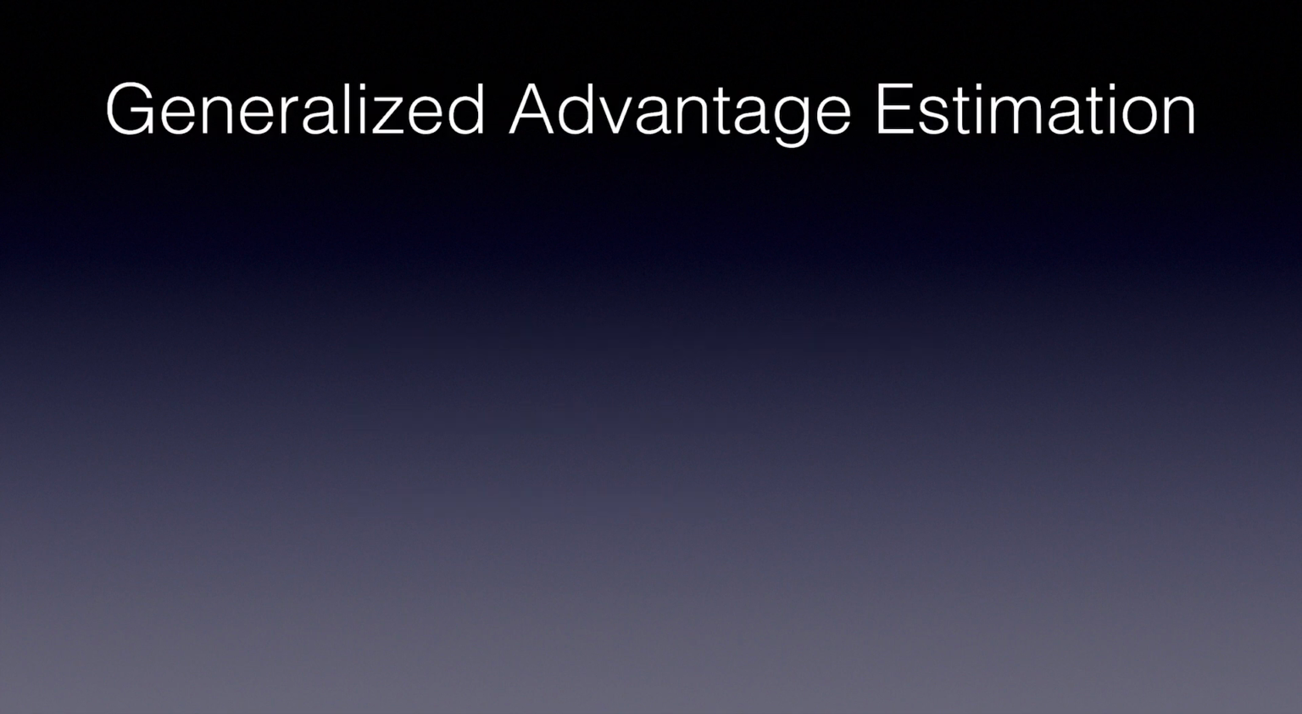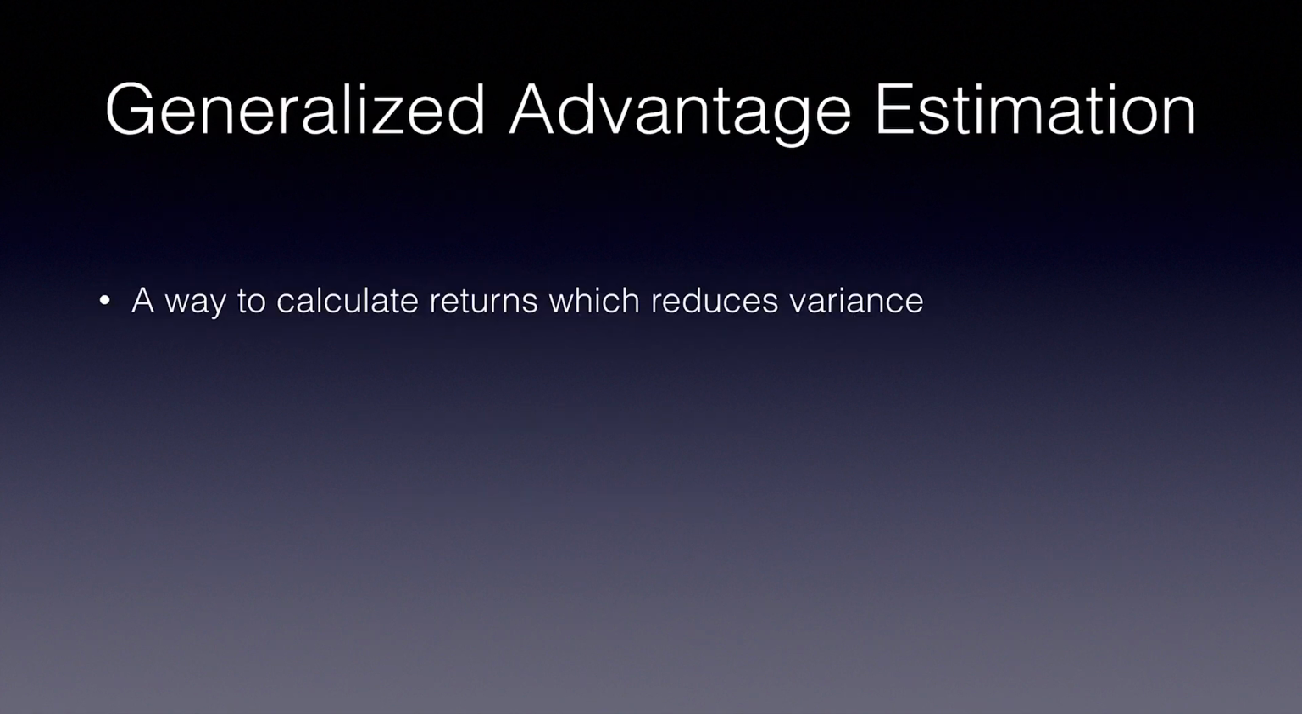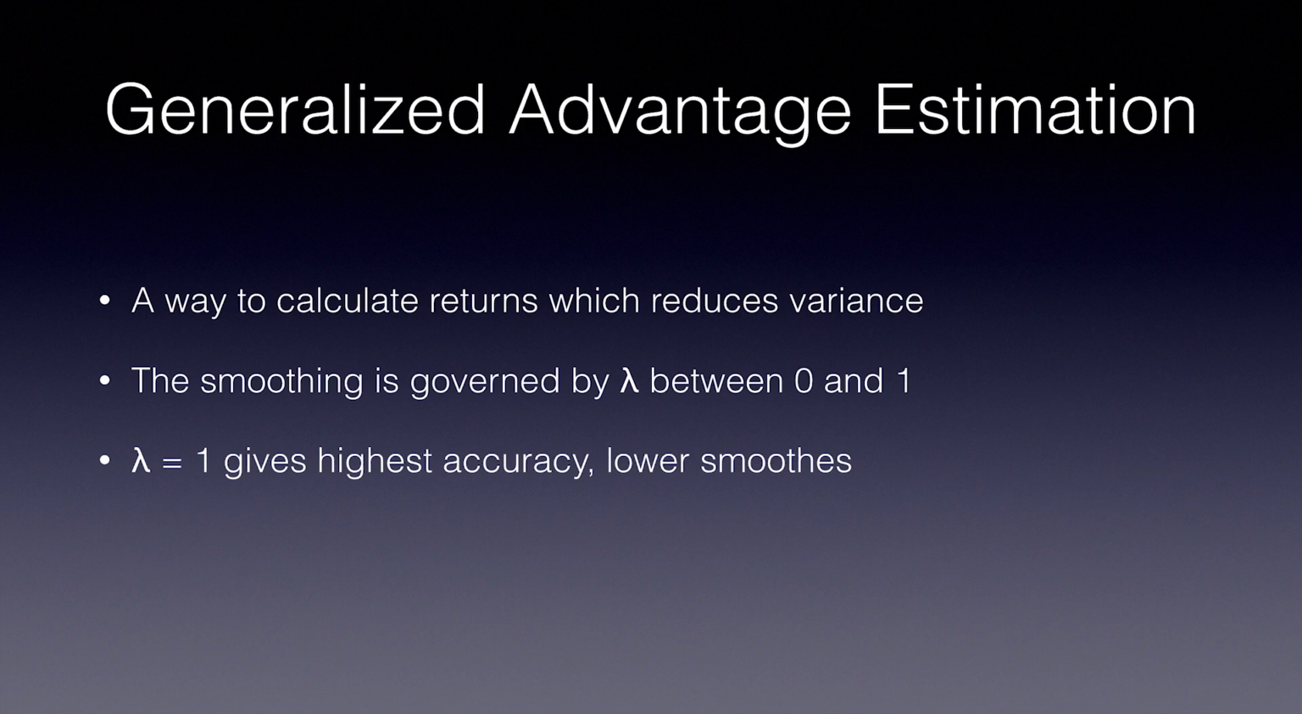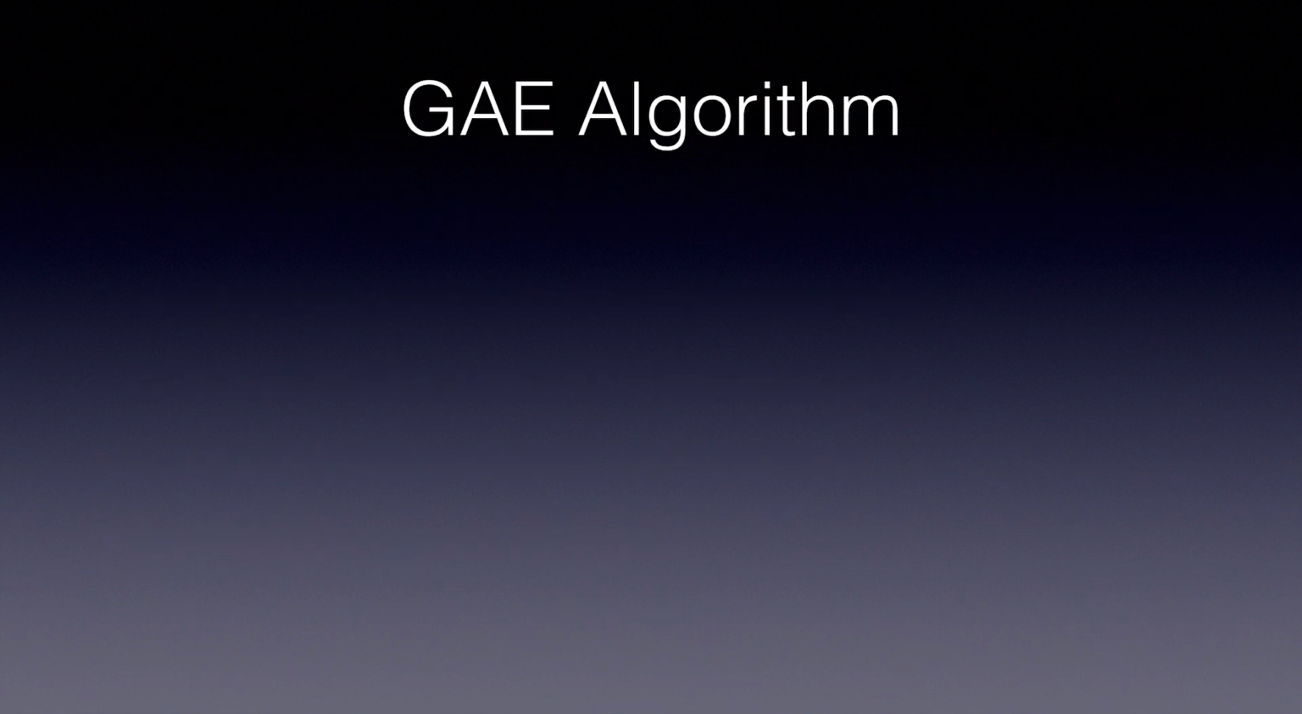Generalized advantage estimation is a way of calculating returns and advantages which reduces variance to give us smoother network updates. The smoothing is governed by a hyperparameter called lambda between 0 and 1. A lambda of 1 gives the highest accuracy. Lower values have greater smoothing, but higher bias, being the deviance from the correct value, but less variance and thus smoother training. The PPO paper suggests using a lambda of 0.95. Let's look at the complete GAE algorithm.